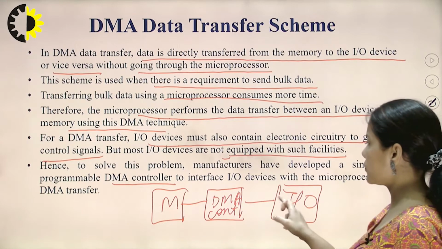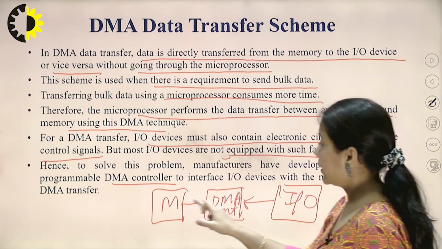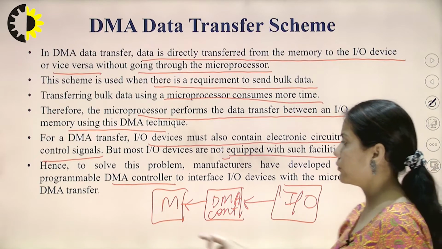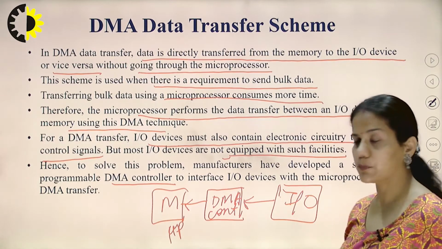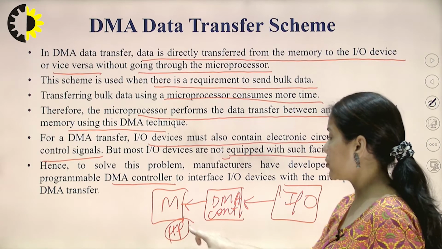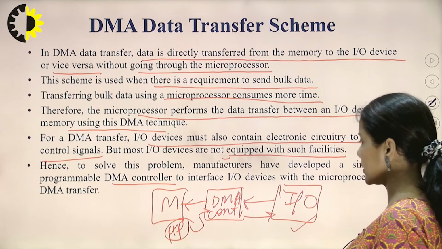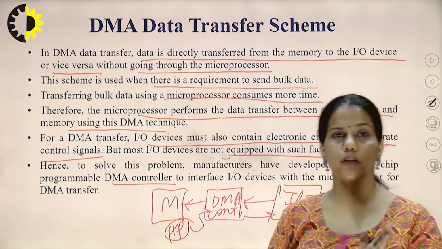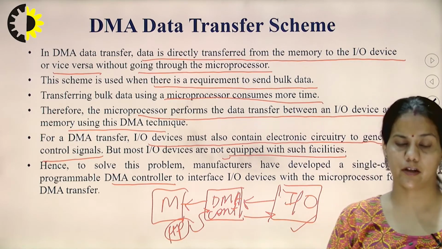The request from the input-output device will go to the DMA controller. In turn, the DMA controller will send the request to the memory, or we can say the processor. The request will be sent to the processor, and in turn the processor will send the acknowledgement signal, which will acknowledge the input-output device in turn, and in this way the connection is established and the communication between the input-output device and the memory directly takes place.